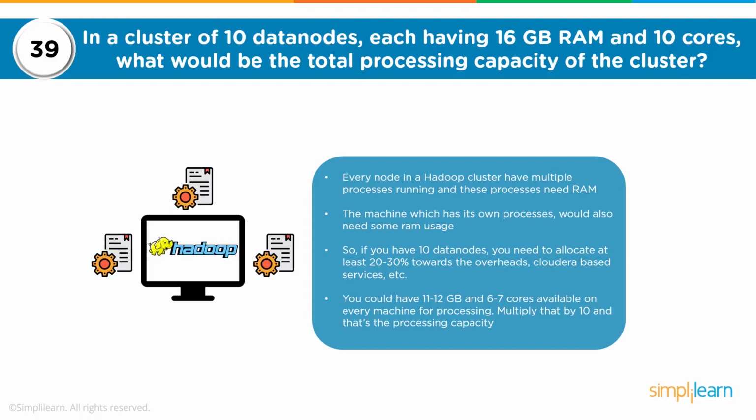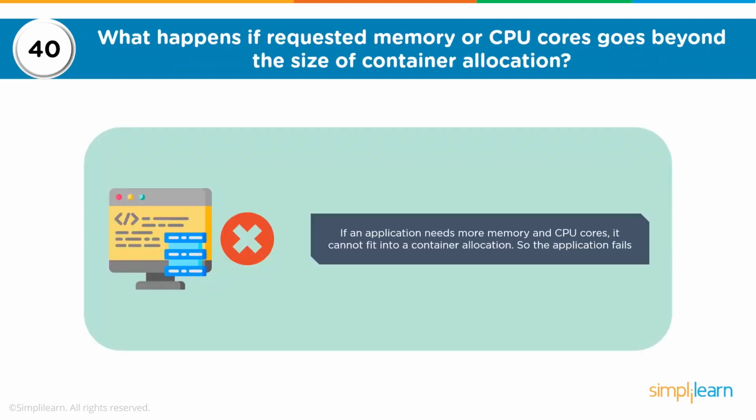So the answer would not be 200. You have to consider the overheads, and this is basically what gives you your processing capacity. Now let's look at one more question. What happens if the requested memory or CPU cores go beyond the size of the container?